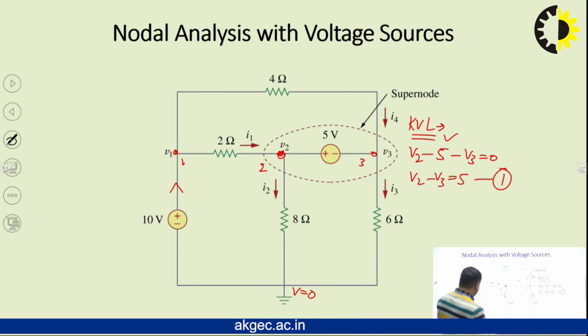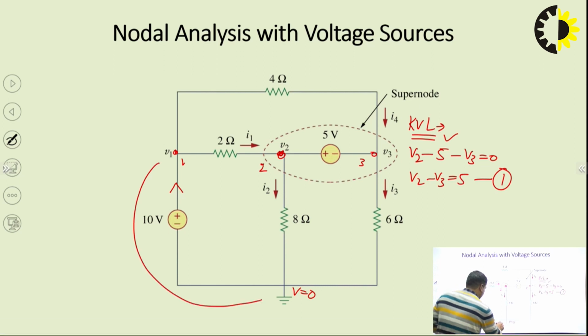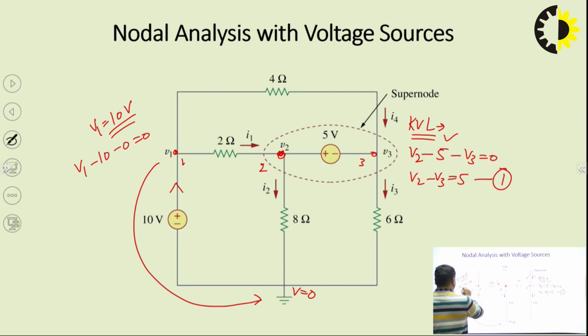If we apply the KVL equation to this branch, the value of V1 equals 10, because the 10 volt source is connected and the ground voltage is 0. Or we can write the KVL equation V1 minus 10 minus 0 equals 0, so V1 equals 10 volt. So we get V1 equal to 10 volt.